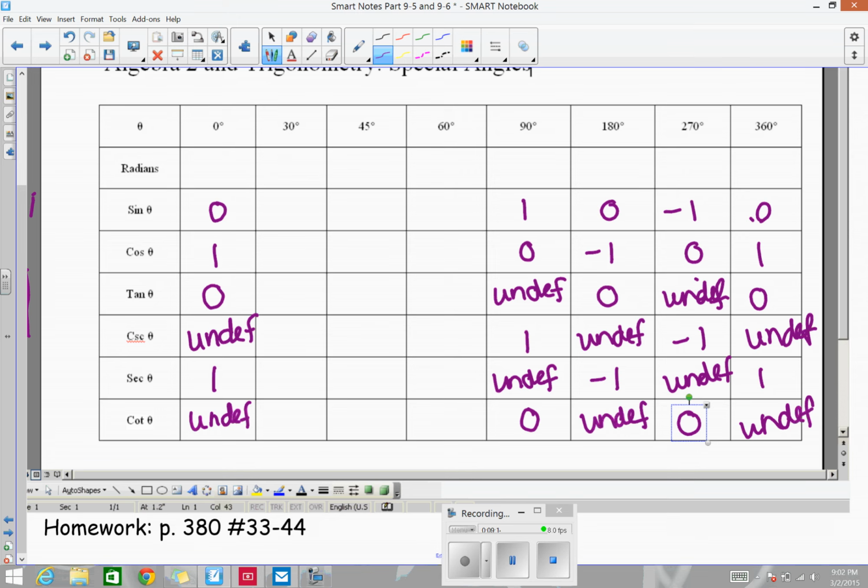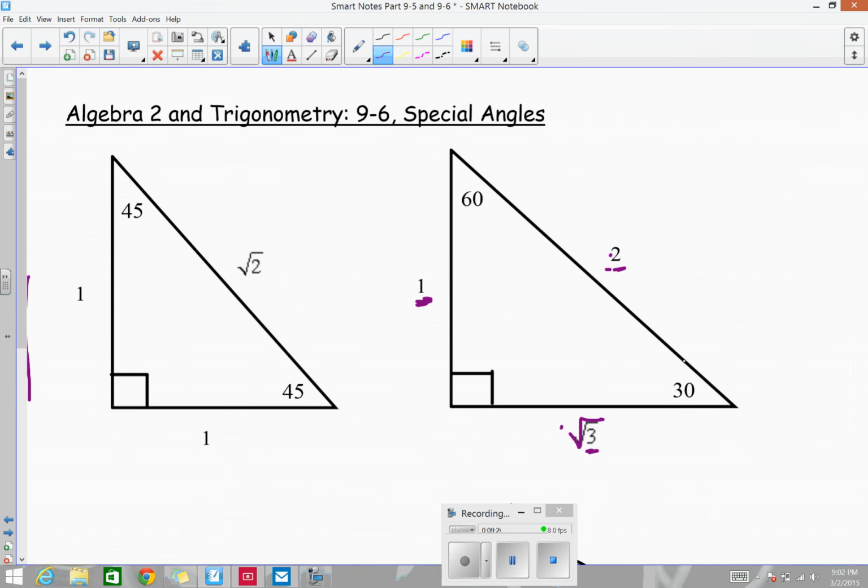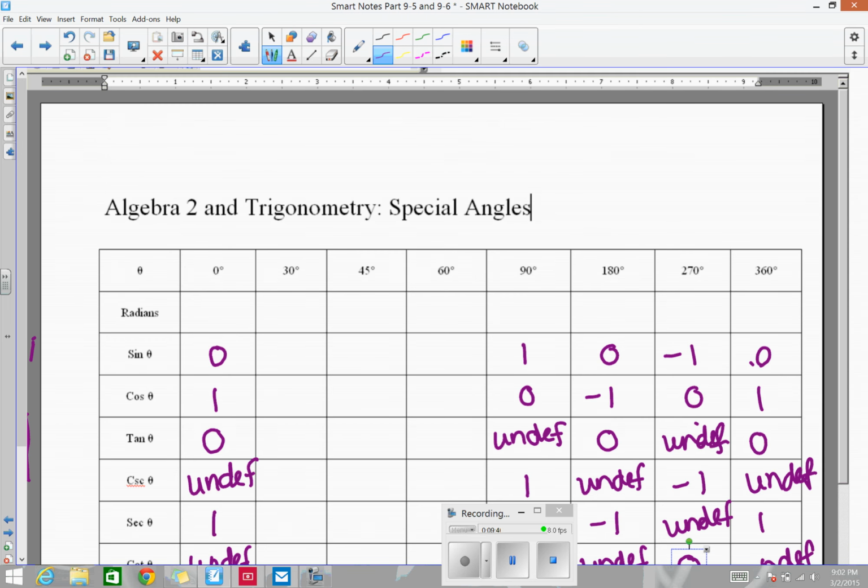All right, so then all we have left is the 30, the 45, and the 60. So now we're going to look at the triangles. Go to our 30. Sine is opposite over hypotenuse. So sine of 30 is 1/2. What's the cosine of 30? Cosine is adjacent over hypotenuse. So sine of 30, 1/2. Cosine of 30, square root of 3 over 2.